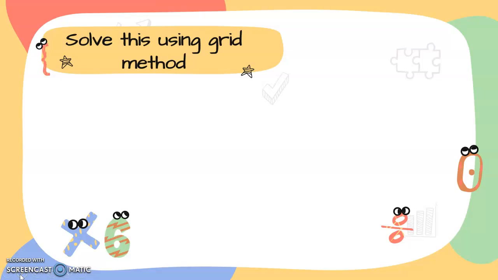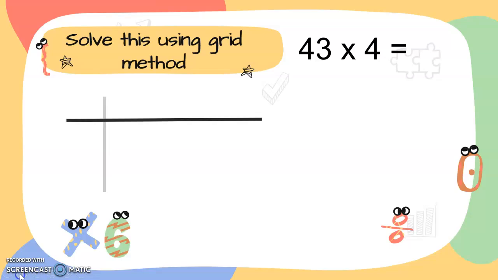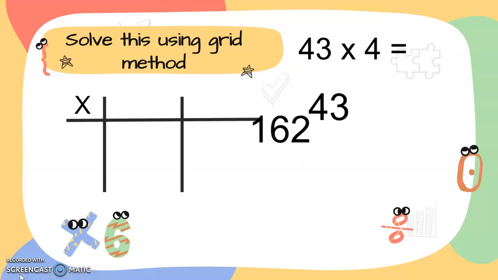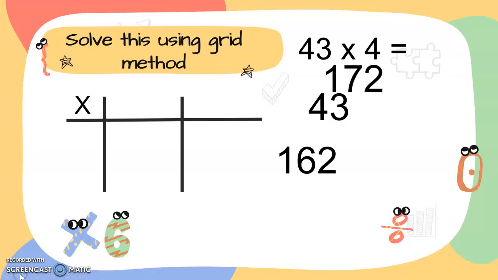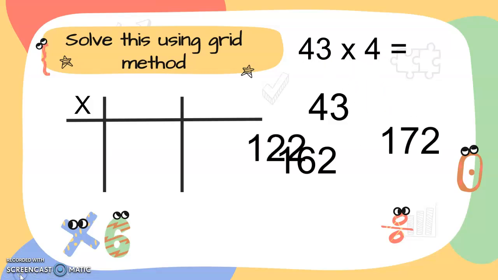Here's our multiplication method. Our multiplication method is a grid method. So here we've got 43 times 4. So we draw the grid across, down, and down again, and we add the times in the corner to show we're multiplying. What answer did you get? Can you remember the method? Did you get 43? Did you get 162? 172? Or 122? Pause the video and work it out.